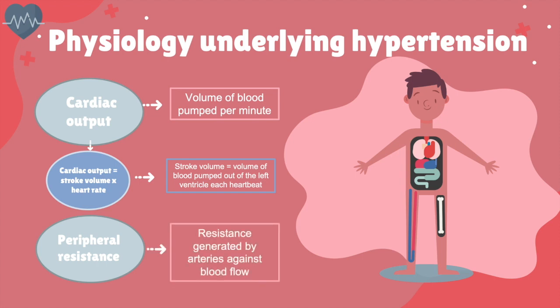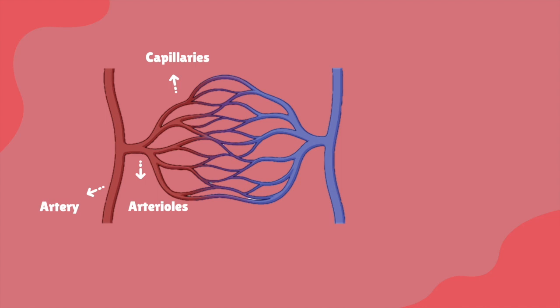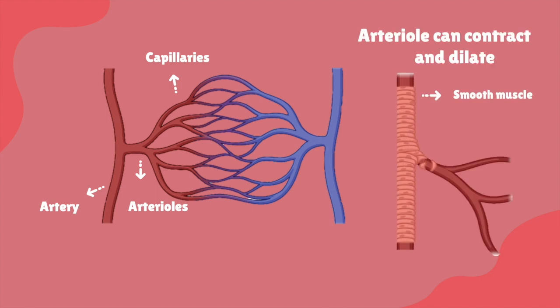This refers to the resistance generated by the arteries that opposes the direction of blood flow, thus creating pressure within the blood vessel. Arterioles, which are small branches of an artery, are the site of peripheral resistance. Arterioles are lined by smooth muscle cells. This enables them to either contract or dilate, thus influencing peripheral resistance.